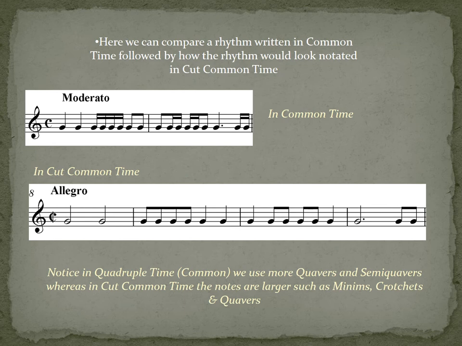So here we can see exactly the same rhythm written in common time, which is 4/4 simple quadruple crotchet beats, followed by cut common time, simple duple minim beats. It will give exactly the same effect. But if you look at the second line, you can see how much more user-friendly that is compared to the first one. So notice in quadruple time, we use more quavers and semiquavers, the shorter tailed notes, than in cut common time, which tends to have the larger notes, the dotted minims, the semibreves, the quavers and the crotchets.